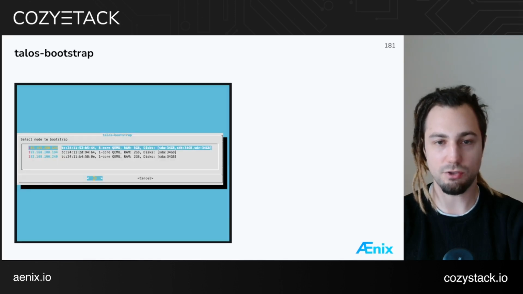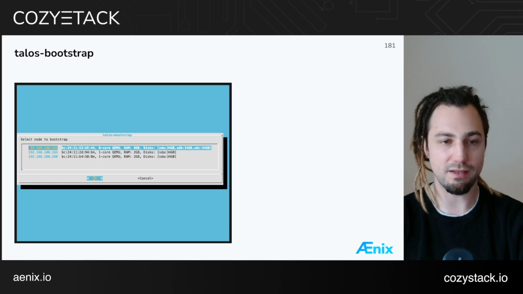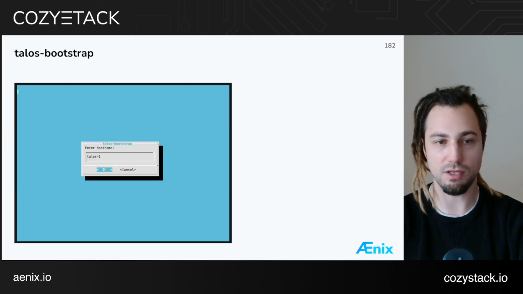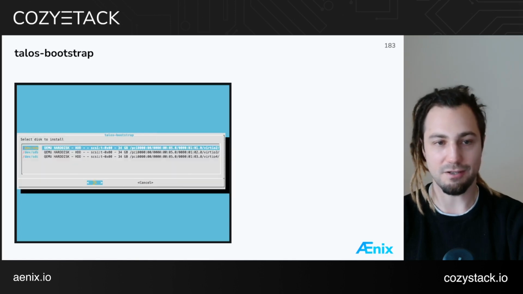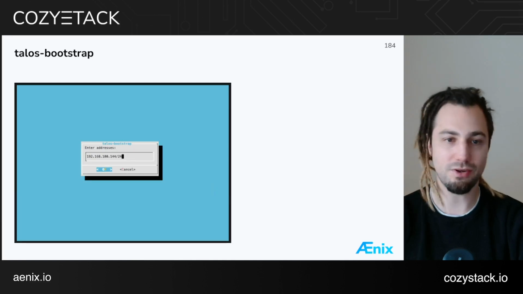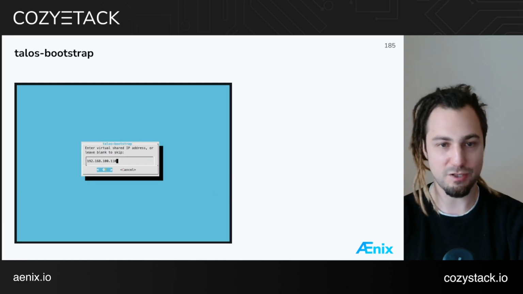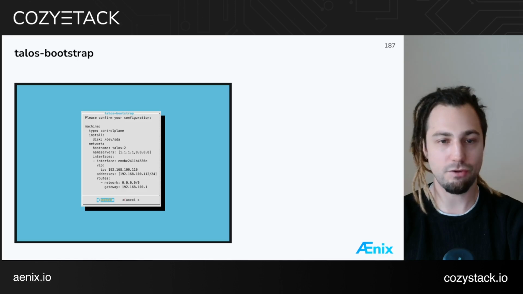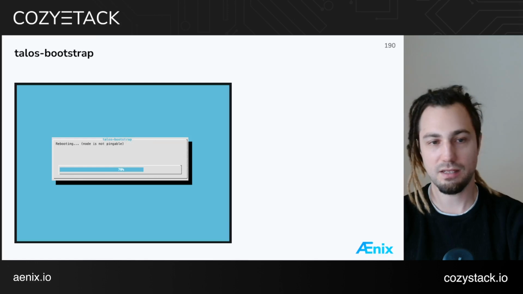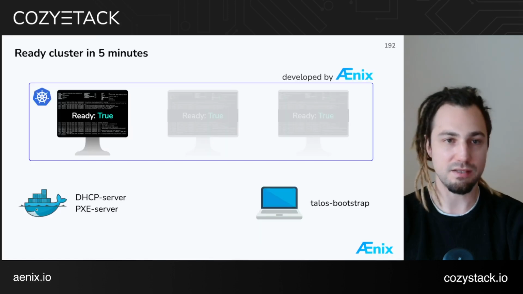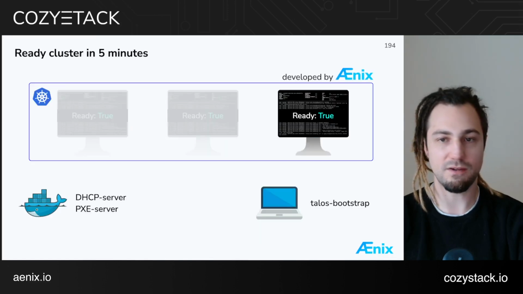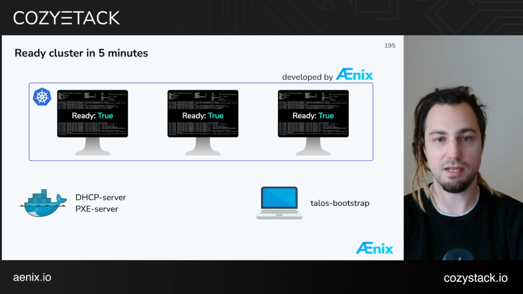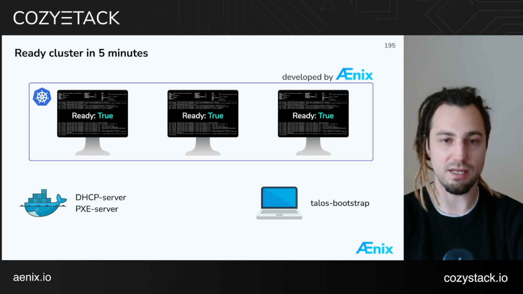So after your nodes get booted, it allows you to find all the nodes in the network. You can choose the node, enter the hostname, choose the disk to install, enter the IP address and virtual IP address, and finally you get a configuration file which you just apply to your node. Then it gets rebooted, and then you repeat that for every node, and in 5 minutes you can get a ready cluster.